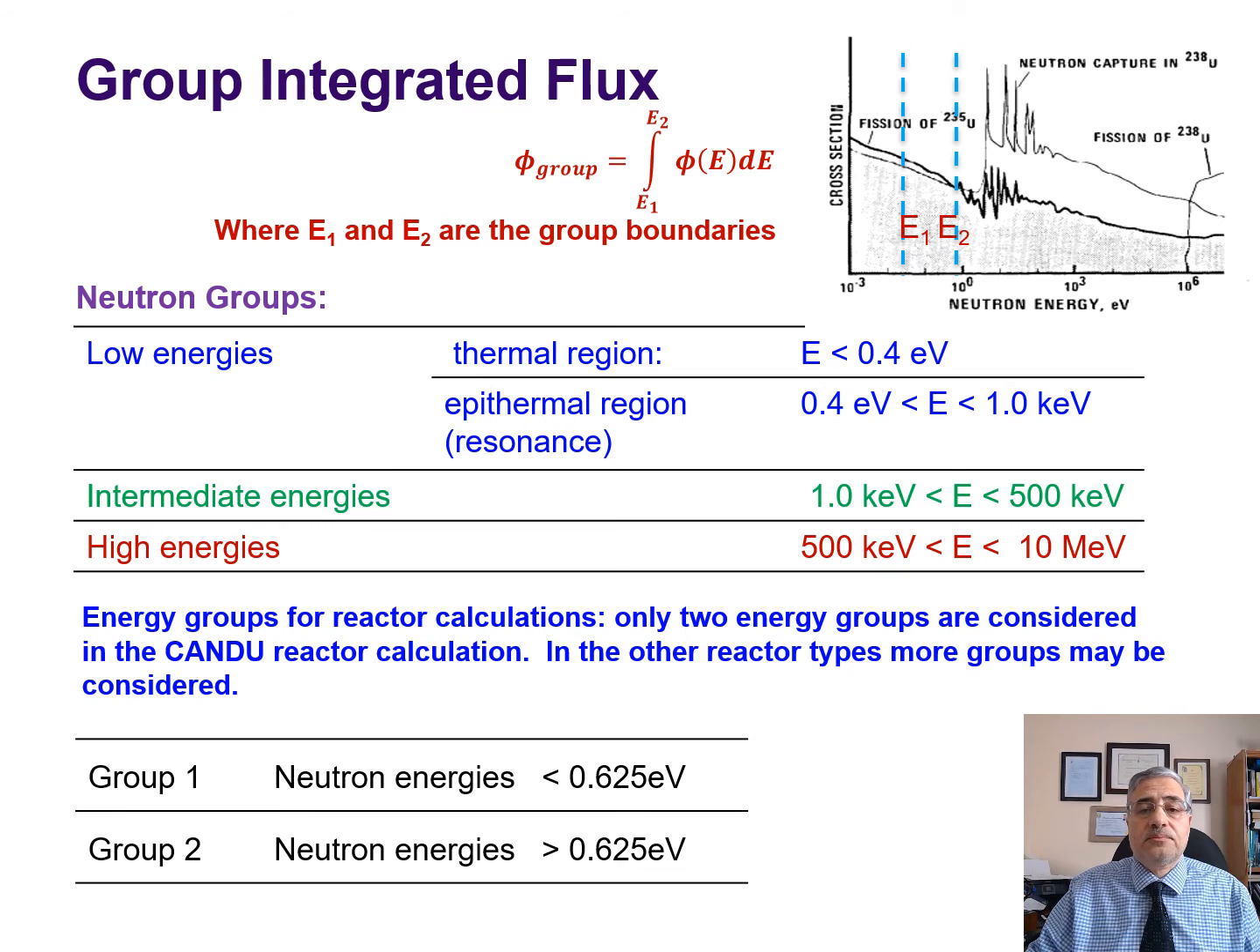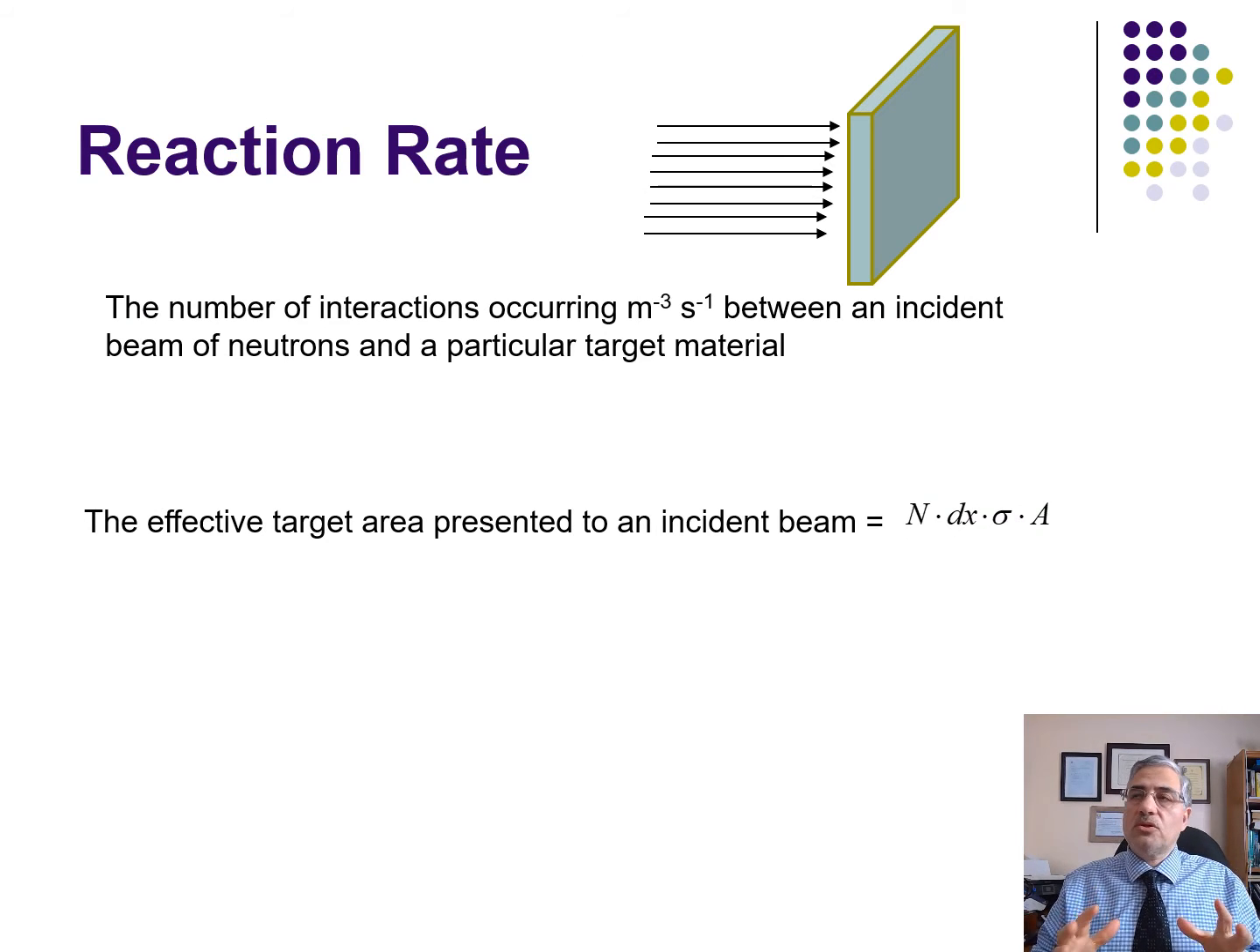Now we come to the main important point in our lecture today, which is the reaction rate. In order to understand the meaning of the reaction rate, we have to do some simple mathematics. In general, the reaction rate is the number of interactions that take place inside a target, or inside the bulk of target nuclei. So suppose we have a slab of thickness delta x, which is the target nuclei, and a neutron beam falls on it.